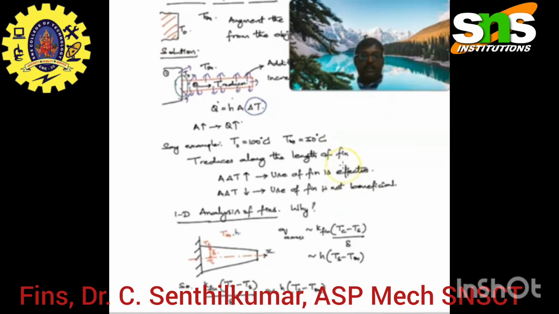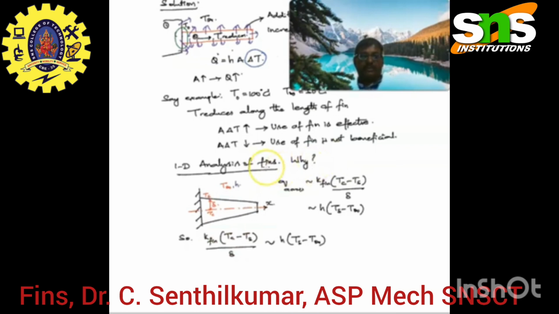Here we would like to do a one-dimensional analysis for fins. Let me see the Q, which has the form k fin times Tc minus Ts divided by delta. These two parameters are nothing but delta T, the surrounding temperature and surface temperature, and delta is the thickness. This equals h delta T, which is nothing but Newton's law of cooling that I have shown here.